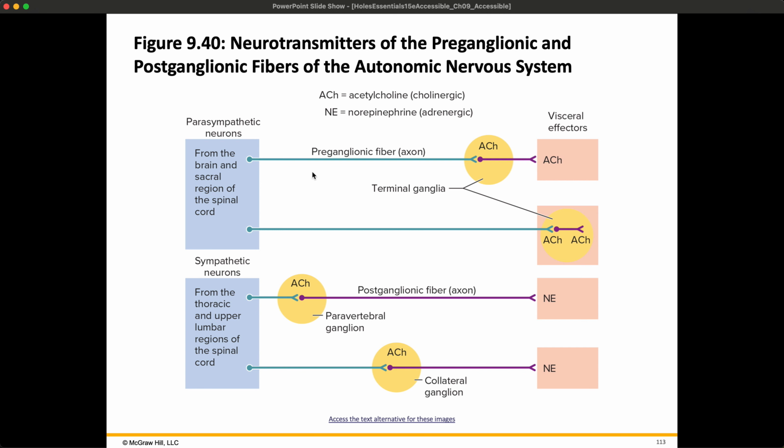Here you can just see a visual difference between parasympathetic and sympathetic. Sympathetic have this short preganglionic chain. Parasympathetic have a long preganglionic fiber. Parasympathetic are using acetylcholine in this sense. And then the sympathetic, they can also use acetylcholine, but then they'll also be releasing norepinephrine.